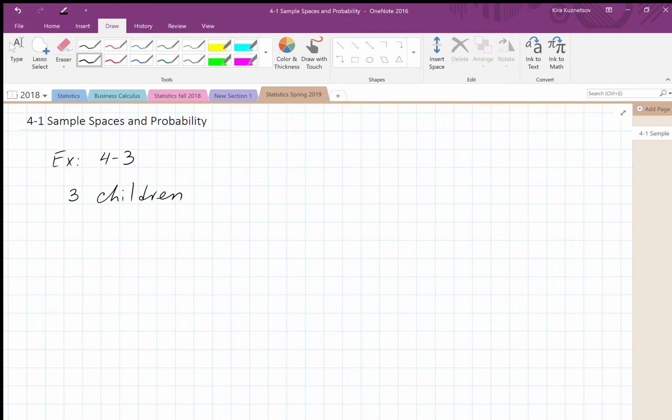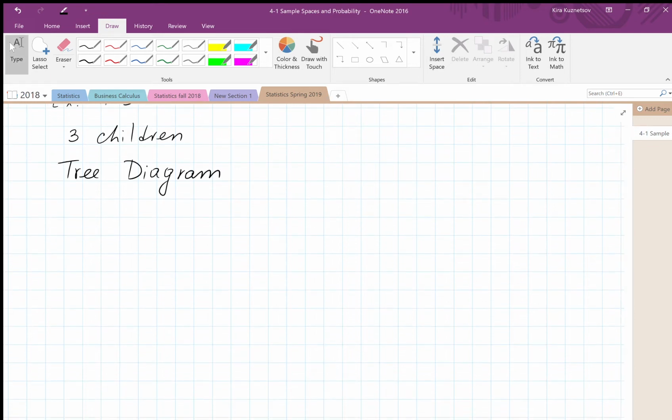And if I'm not sure what the sample space is, one of the good ways to create a sample space is to use a tree diagram. A tree diagram is going to be one of the tools that you're going to be using throughout the probability chapter. I know that having a child has 2 outcomes. We're going to assume that it's a boy or it's a girl.